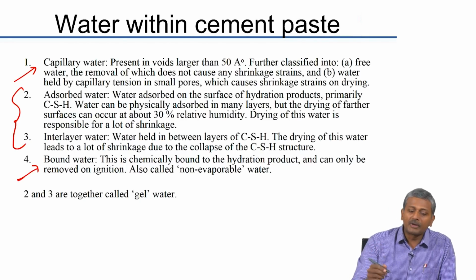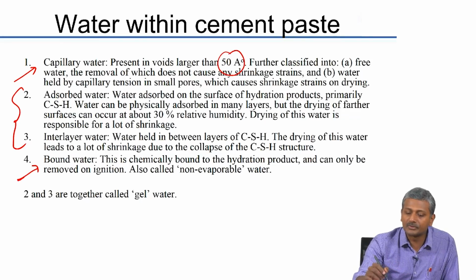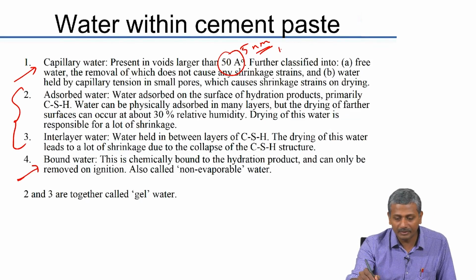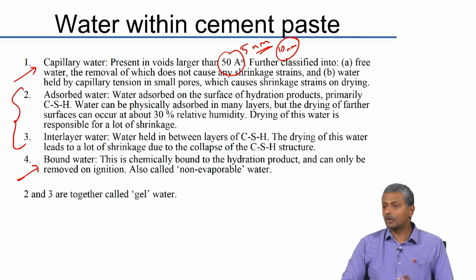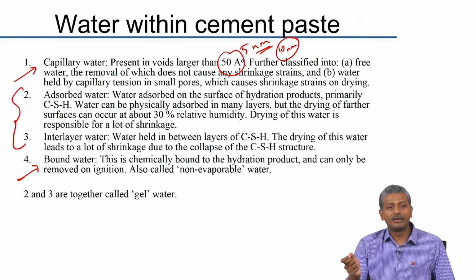Okay. So capillary water is present in voids generally larger than 50 angstroms. So here it says 5 nanometer, but the general definition is 10 nanometer. Today people seem to agree that 10 nanometer is the size that defines capillary porosity. Now if you look at this capillary water, you can further distinguish it into water that is present in larger porosity and smaller porosity.